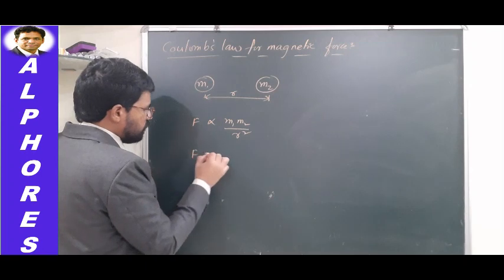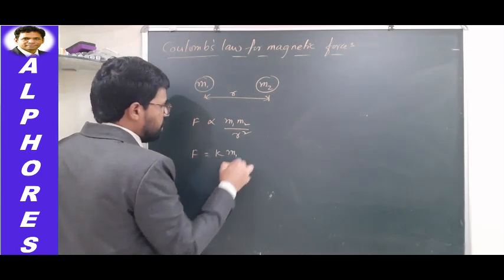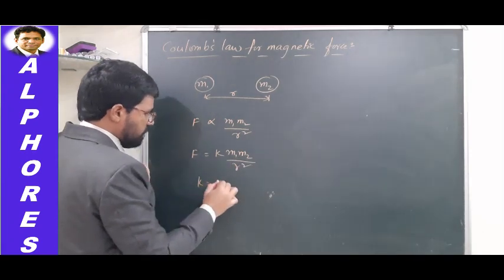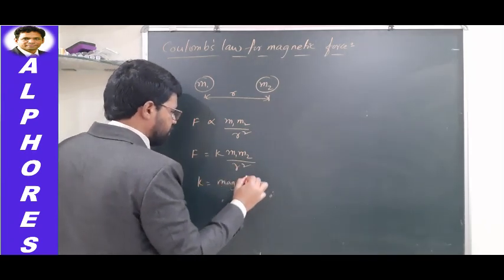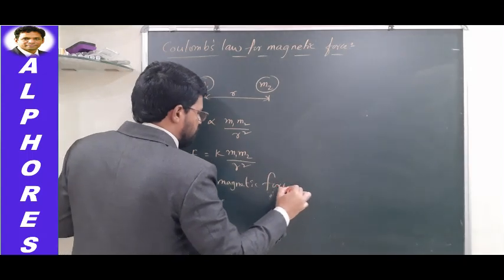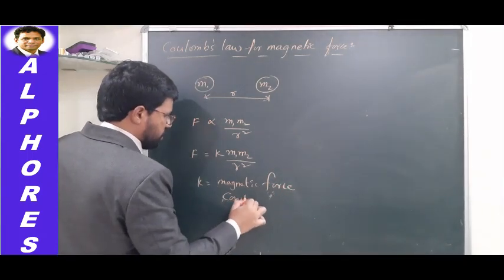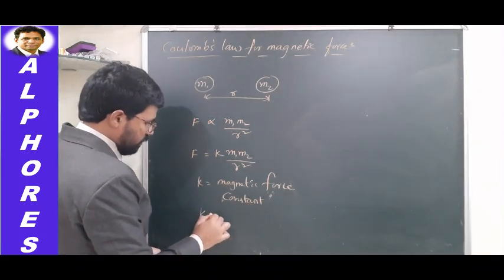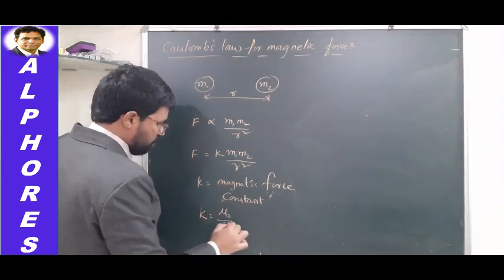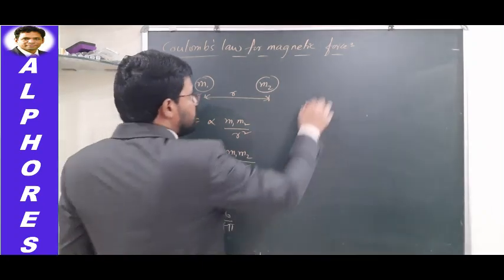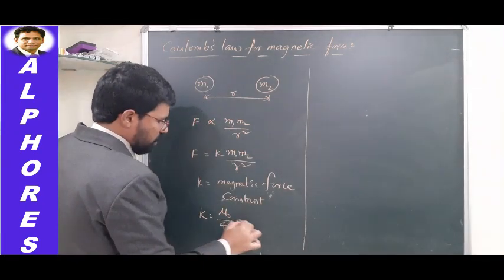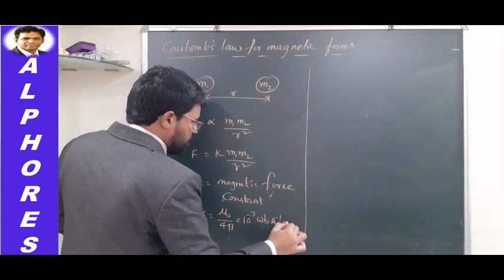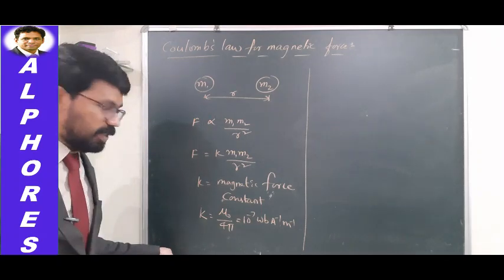If you introduce a constant of proportionality k, it can be written as k into m1 m2 by r square, where this k is called the magnetic force constant. From experimental data, this k is identified as mu naught by 4 pi. I'll tell you what this is. Its value is 10 power minus 7 Weber per ampere per meter.